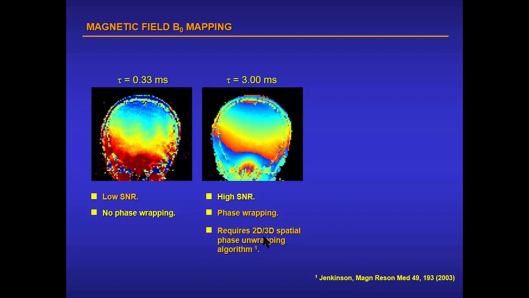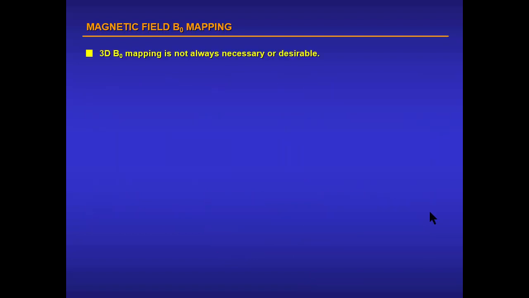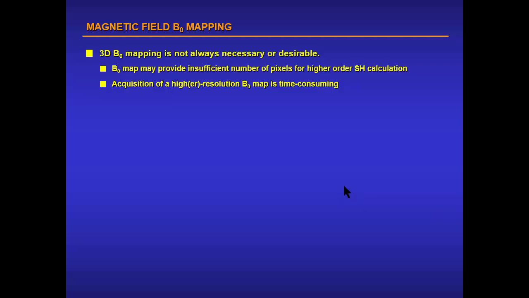You could use spatial unwrapping algorithms, but you could also basically acquire multiple echo times and then use a simple 1D phase unwrapping. No matter how you do it, you can end up with very high quality, high signal to noise B0 maps. Now, a lot of people use that, but B0 mapping isn't always necessary or even desirable. If you have a very small volume, then there might not be enough pixels in your MRI-based B0 map to actually do a proper calculation. And then, you can acquire a higher resolution B0 map, but that's very time-consuming.